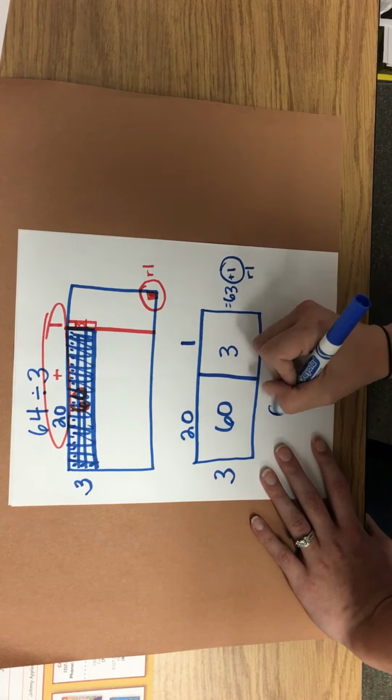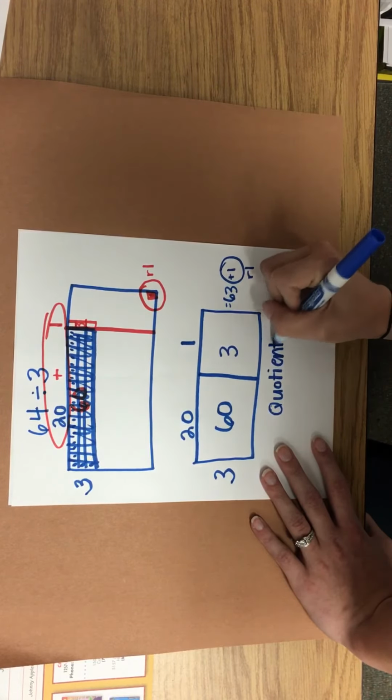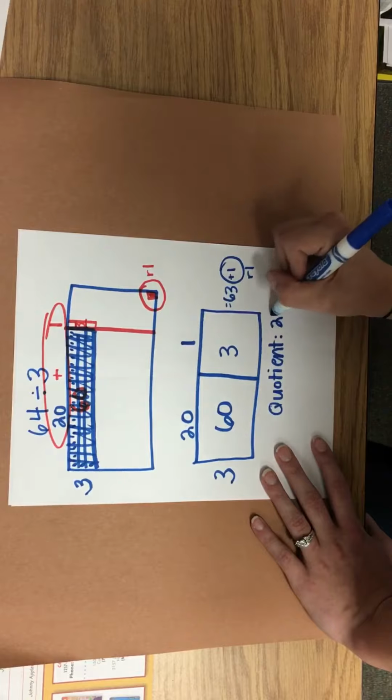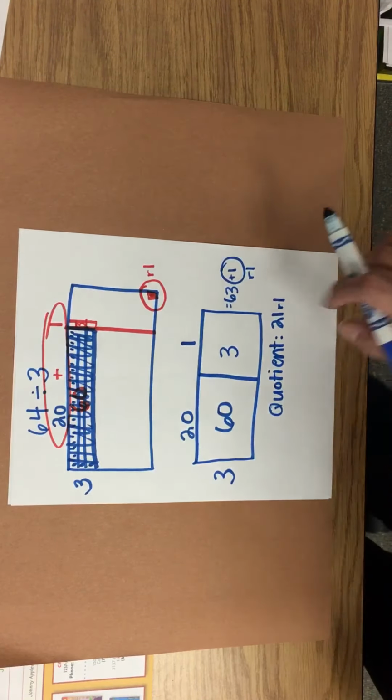And the answer, the quotient, is 21 remainder 1. They add their top numbers, and this is their remainder.